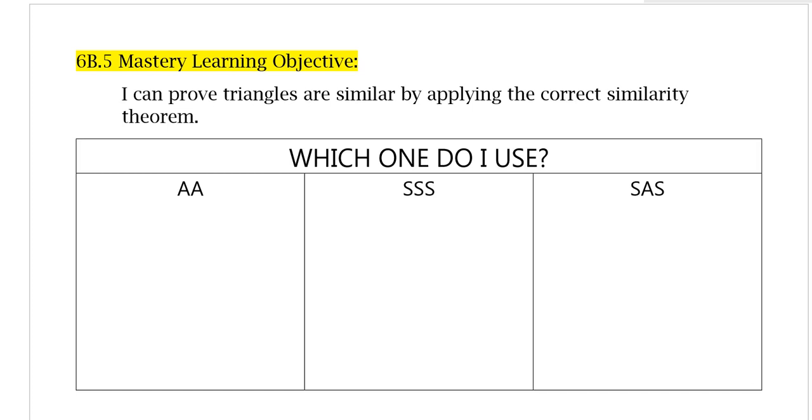Hey guys, so we're looking at 6B.5. I can prove triangles are similar by applying the correct similarity theorem. So now we're doing a hodgepodge, where you have to know: am I going to use angle, angle? Am I going to use side, side, side? Am I going to use side, angle, side? Okay. So how do I know which one to use?